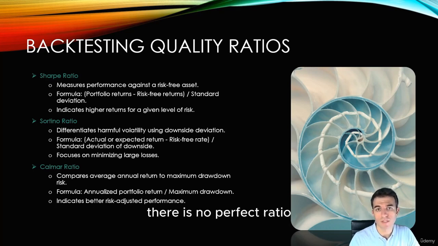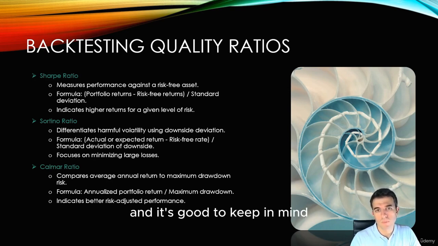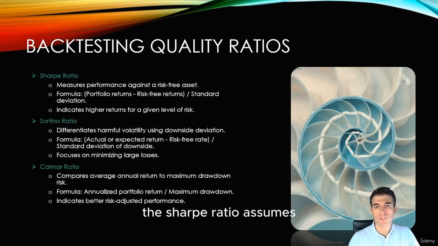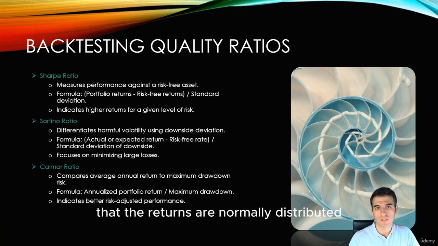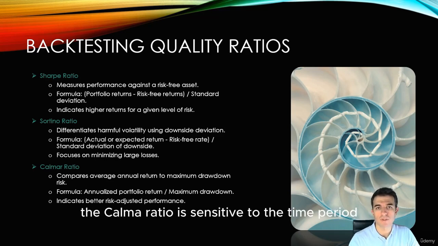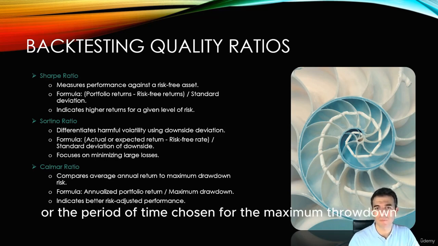So in conclusion, there is no perfect ratio. We have to use these three in conjunction. They are powerful together and they can help you evaluate the quality of your backtests. And it's good to keep in mind that these ratios have their limitations. For example, the Sharpe ratio assumes that the returns are normally distributed and treats all volatility as equal, while the Sortino only considers downside volatility, and the Calmar ratio is sensitive to the period of time chosen for the maximum drawdown.